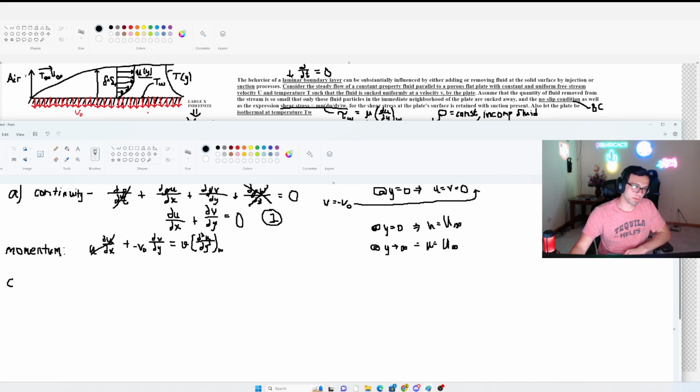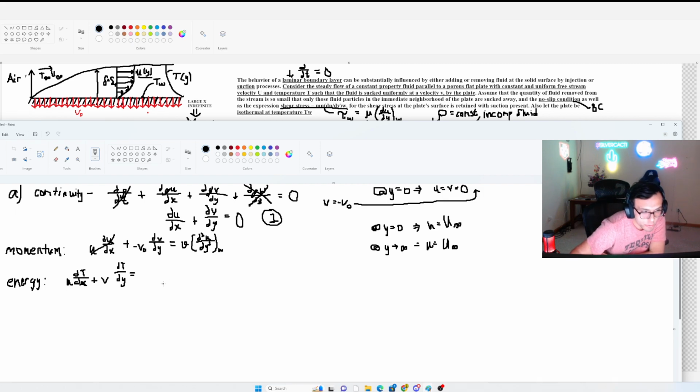And then we got the energy equation. I'm gonna write that one out really quickly. The energy equation is kind of like the same format as this one. You have u dT over dx plus v dT over dy, or wait, this is x, this is y, equals, so this would usually be k over rho cp.